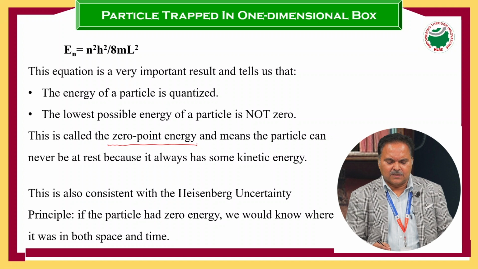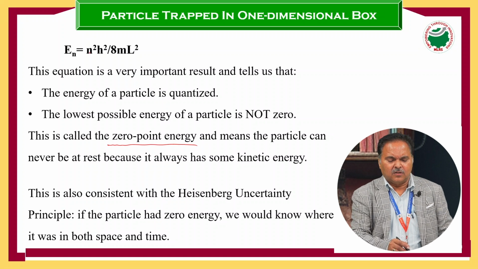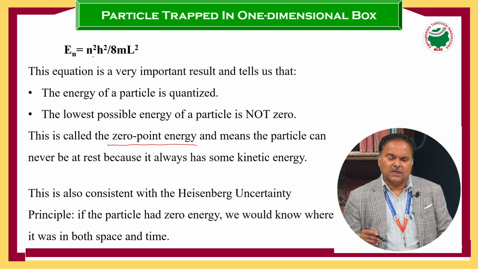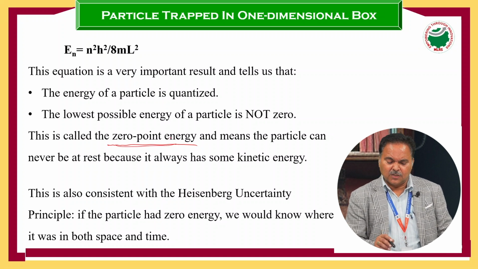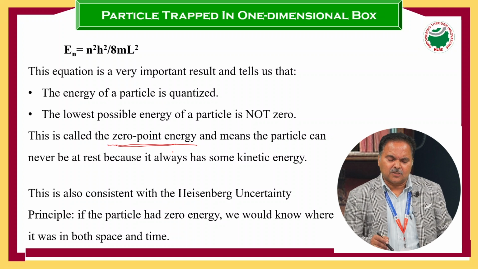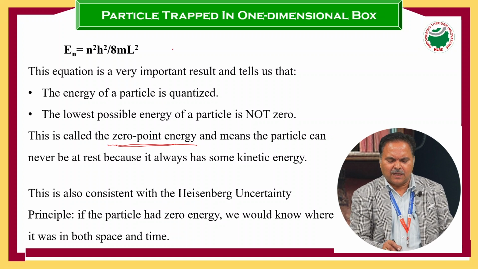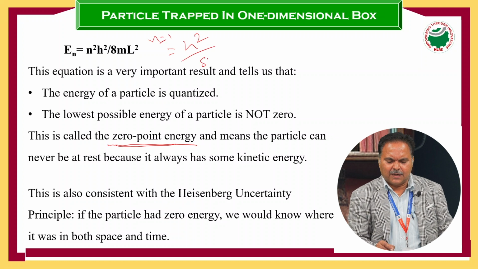If you want to calculate higher energy levels, that is the first level, second level, third level, then you just make n equal to 1, 2, 3 like that. The zero point energy is n equal to 1. It's not actually 0, so that is a possible energy. The particle always has some kinetic energy because it's not in a rest position. If n is equal to 1, it becomes h squared by 8mL squared. This much energy is still there.